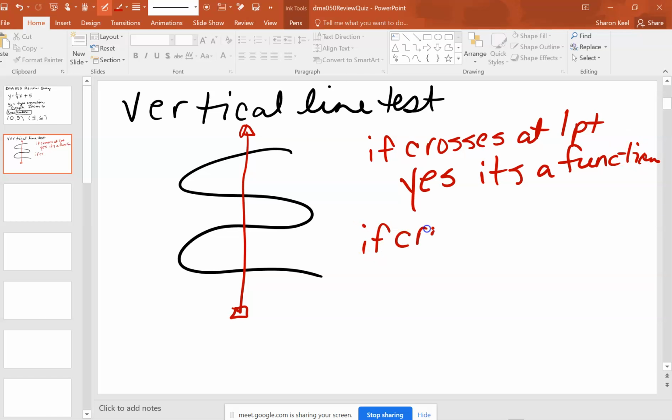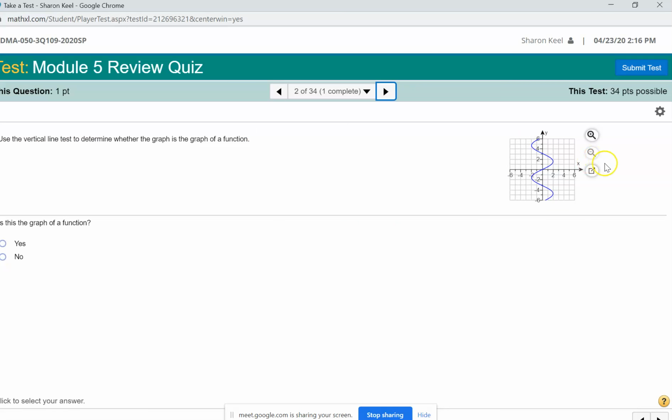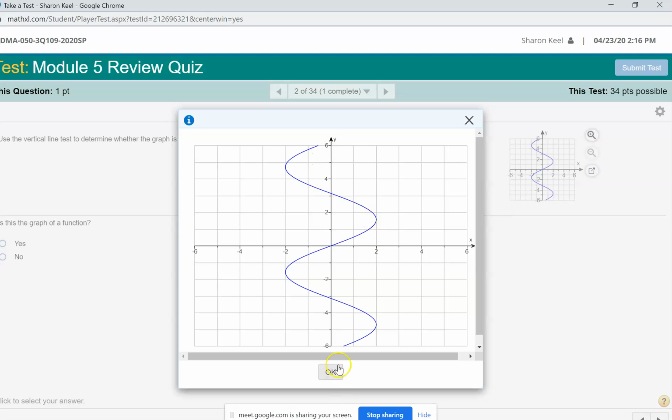If it crosses at 2 or more points, no, it's not a function. So in this particular one, it would cross at, let's say, 1, 2, 3, 4 places. So this one would be no, it's not a function. So again, if I make the graph longer, and if you had an imaginary line, it will cross at multiple places. So that one is not a function.